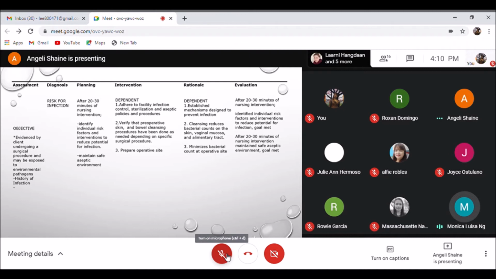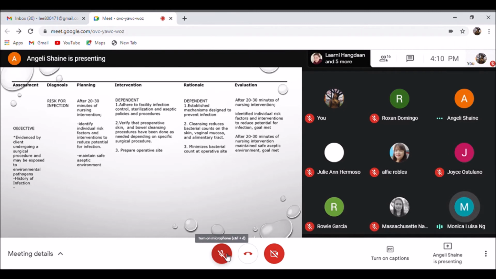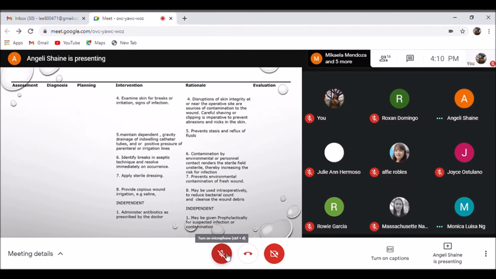Minimize bacterial counts at operative site. Examine skin for breaks or irritations, signs of infection. The rationale for this is the disruption of skin integrity at or near the operative site, sources of contamination to the wound.